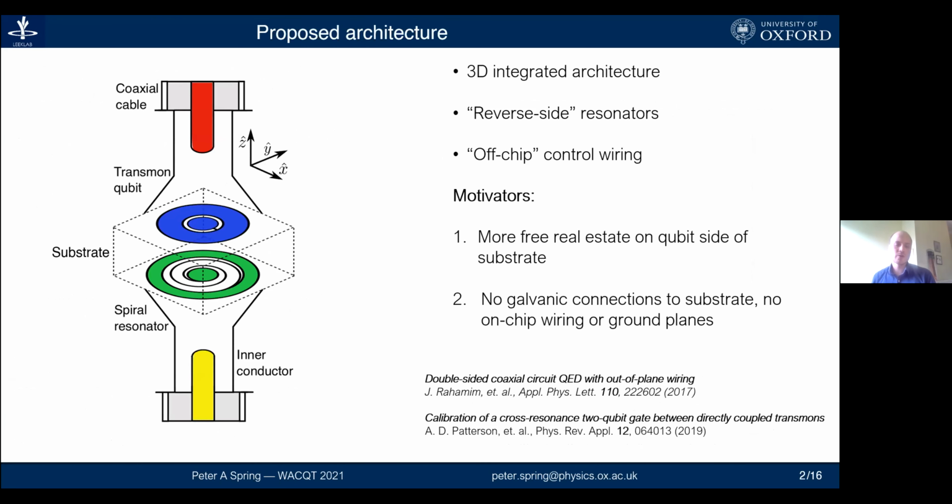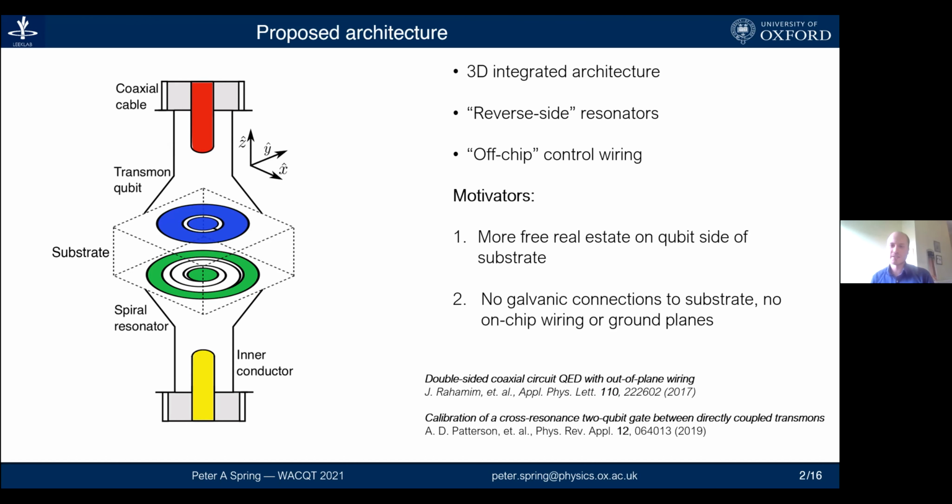So in our group, we're pursuing this architecture where you have concentric transmon qubits fabricated on one side of a substrate, and then these spiral LC readout resonators that are fabricated on the reverse side of the substrate. And the control wiring is provided by these coaxial cables that come in out of the plane, and they just dangle above the qubit and below the resonator, and they don't galvanically connect to the circuit substrate.